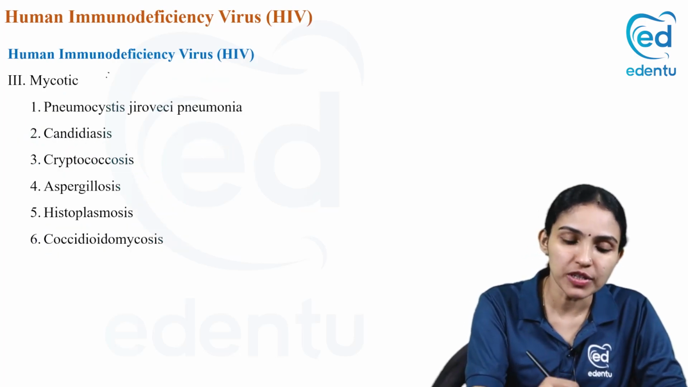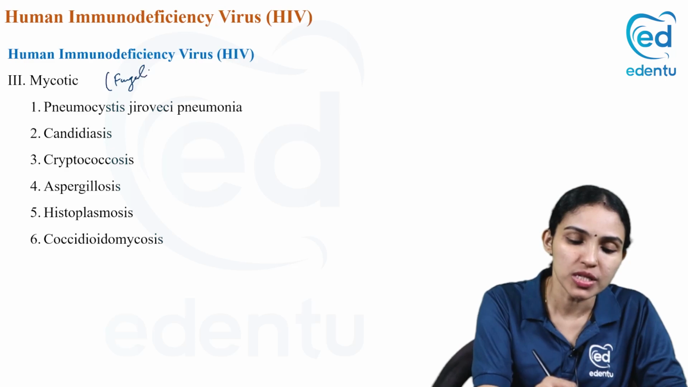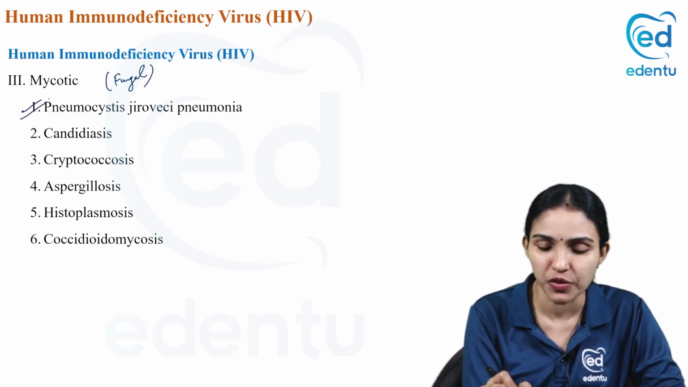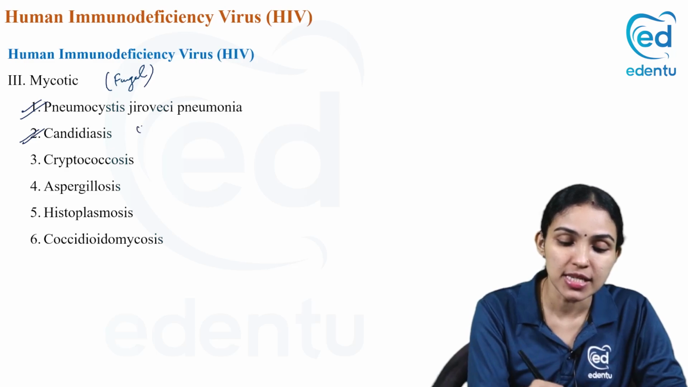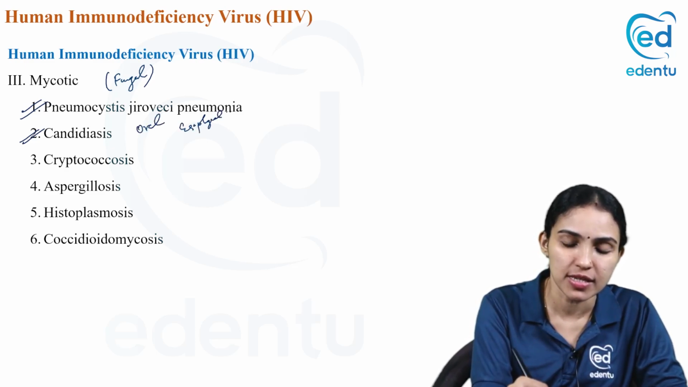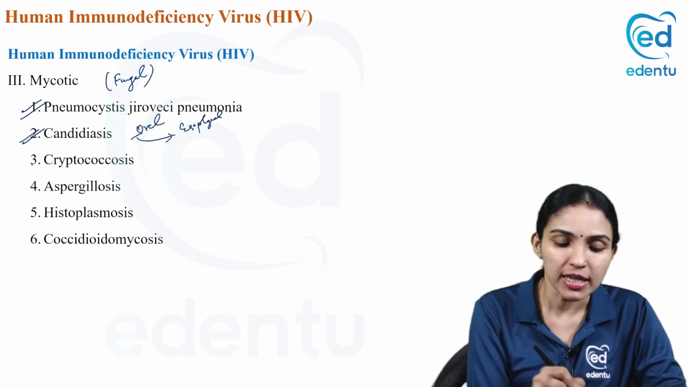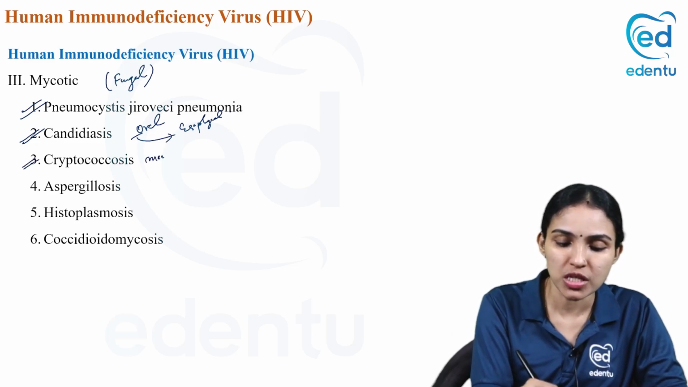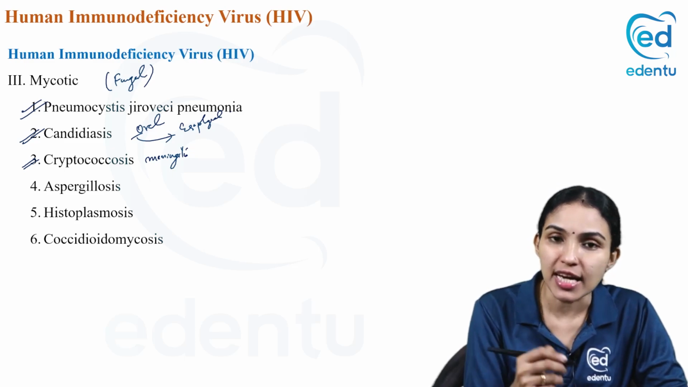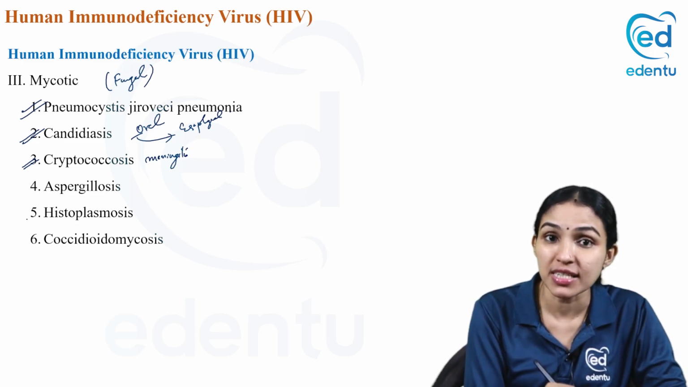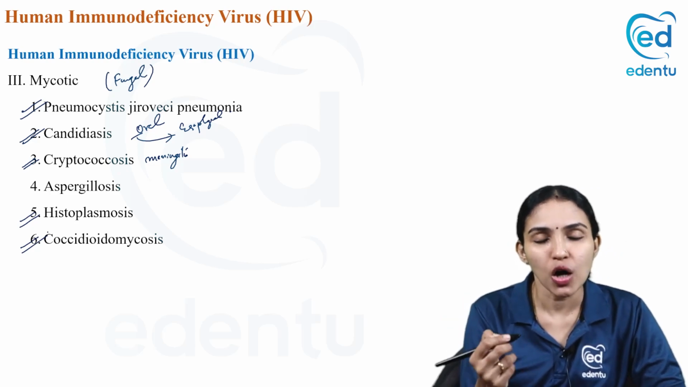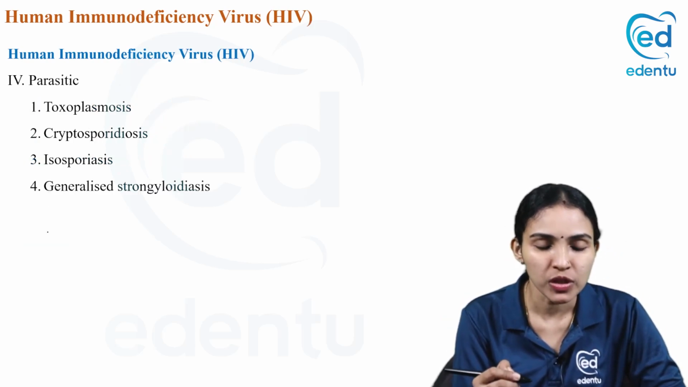Coming to the fungal infections: Pneumocystis jirovecii pneumonia is an opportunistic fungal infection. Candidiasis can be oral candidiasis or esophageal candidiasis, so both can happen. And cryptococcosis, what does cryptococcus cause? We have already seen in the fungal class, that is meningitis. Then aspergillosis and disseminated systemic mycoses, histoplasmosis, coccidioidomycosis. All these can happen in HIV.